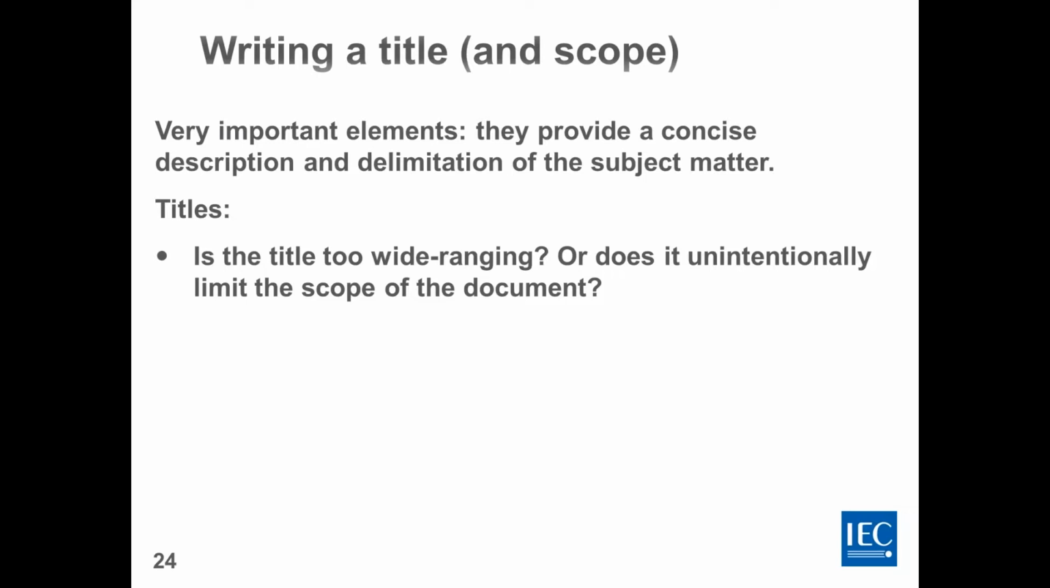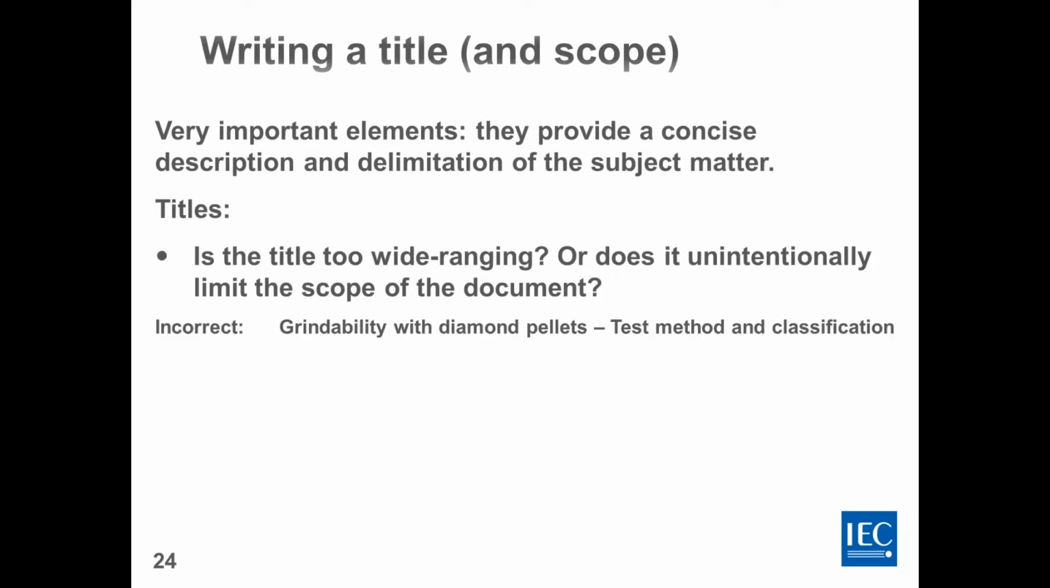You will also notice in looking at this new corrected title that we proceed from the general to the particular in writing the title. So we delimit the field in general, raw optical glass. We move on to something which is more detailed, grindability of diamond pellets, and something which is even more detailed, test method and classification. If we had got those elements in a different order, it would have completely changed the scope of the document.